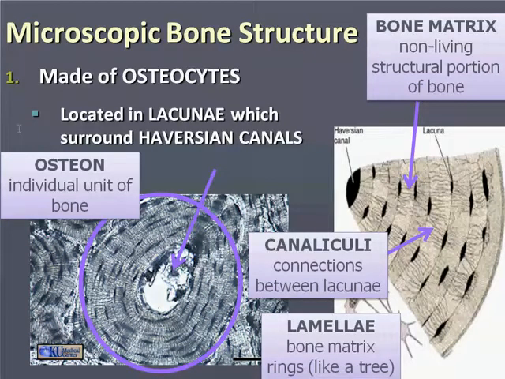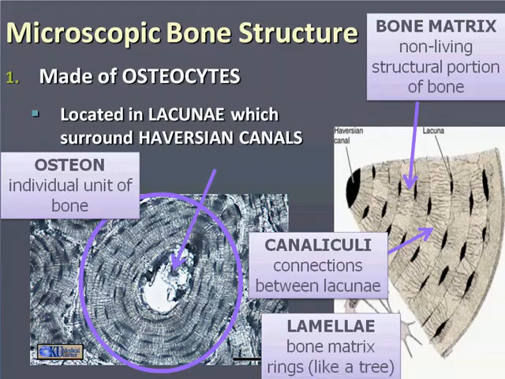Alright, as far as microscopic bone structure goes, we've already started talking about this when we talked about tissues. Bones are made by osteocytes, which are the cells that create more bone. We've seen this before, cytes, just like in chondrocytes, for making more cartilage. And these osteocytes are located in little spaces called lacunae. And lacunae are surrounding haversian canals, or central canals, which you can see here is a central canal.